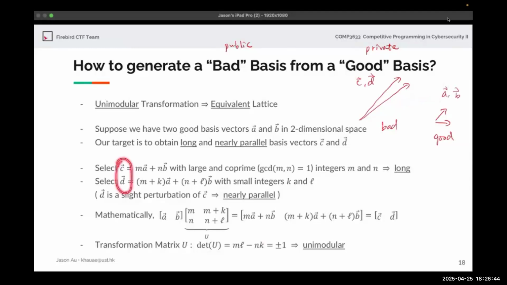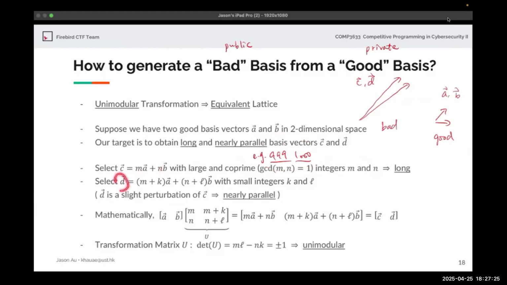We define vector C and vector D to be m times vector A and n times vector B, where m and n are very large and co-prime integers. Co-prime means that their GCD is 1. A simple example is 2 consecutive numbers like 999 and 1000. Two consecutive integers are always co-prime. So we randomly choose some very big numbers to be m and n.